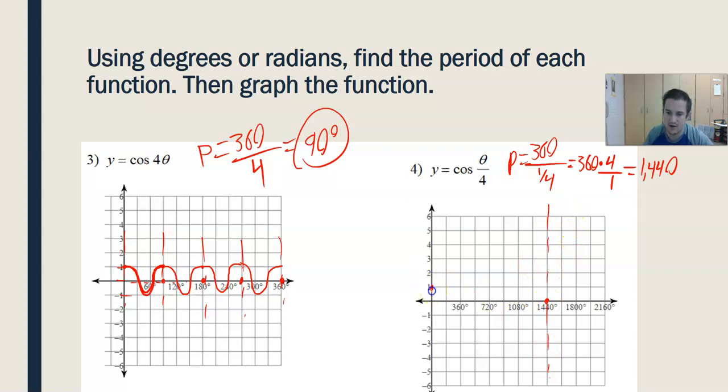So my cosine wave starts at a maximum, ends at a maximum. It better hit its minimum halfway between 0 and 1440, at 720. So it's going to look something like that. Might keep going here like this, etc. Notice how much more stretched out this function is than this function because my period is so big. So in 1440 degrees of time or distance, I completed one cosine wave like so.